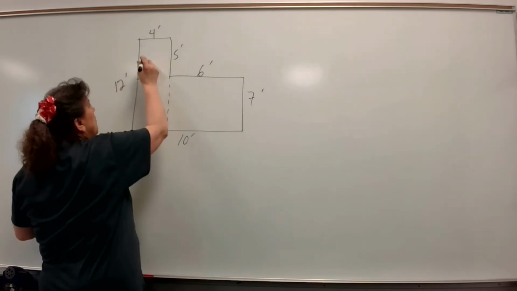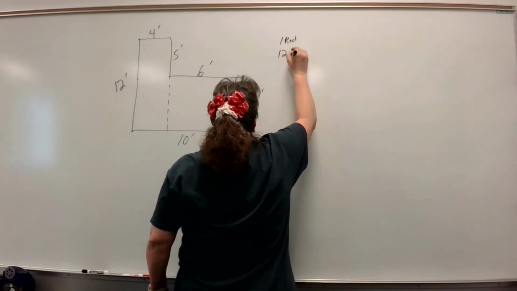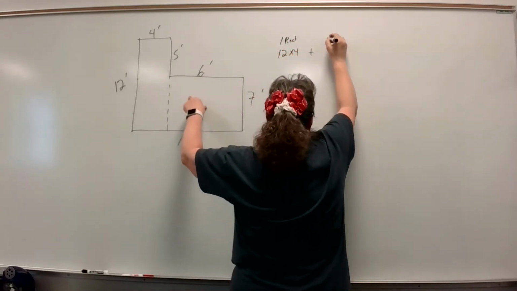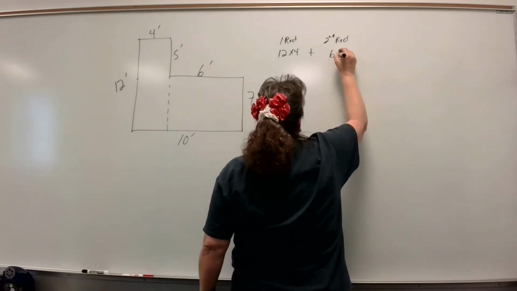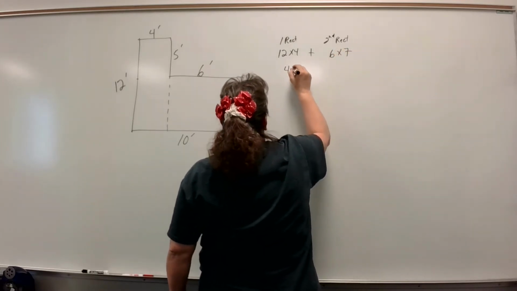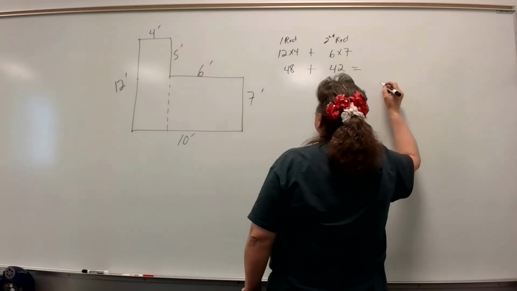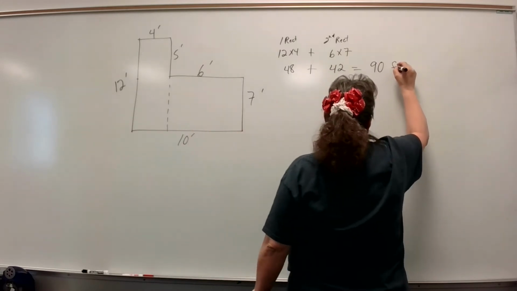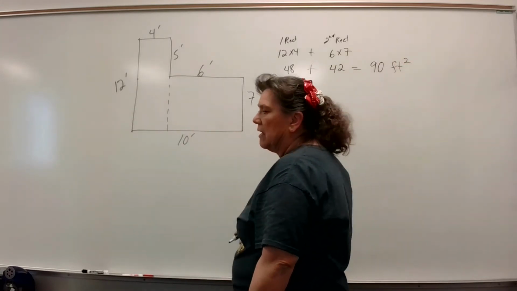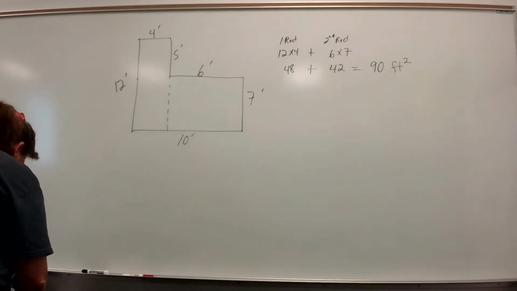Okay, so a 12 by 4 would be one rectangle, plus my second rectangle is a 6 by 7. So 12 times 4 is 48, plus 6 times 7 is 42, which is going to make 90. And this is in feet, so it's feet squared. Okay, so you break it up into pieces and calculate each piece and then add it together. So that's one that we could do.